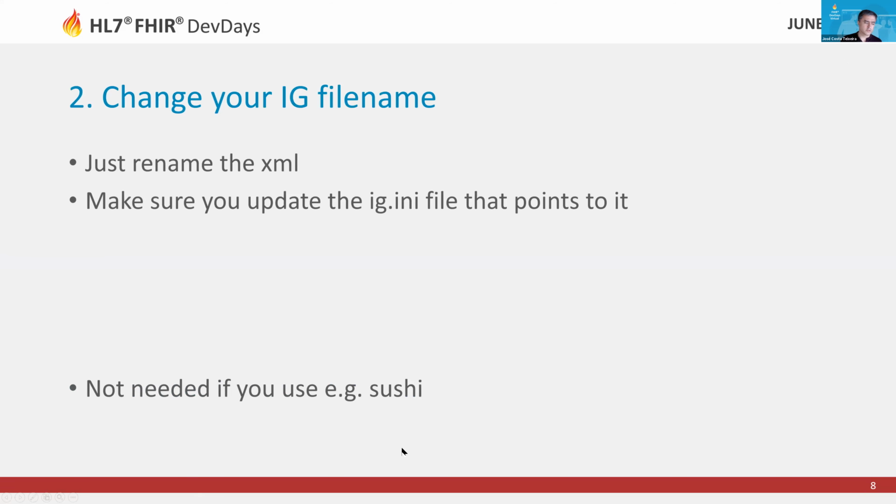This is not needed if you use Sushi, because Sushi actually takes the ID for the name, so you don't have to bother with this. Some of these steps are bypassed if you use Sushi. But since we are doing this from the GitHub template, you have to do it. You can still leave the old name, but that will create some minor difficulties towards the end.